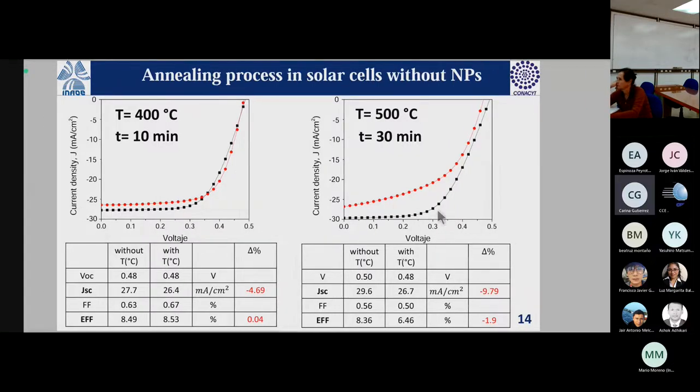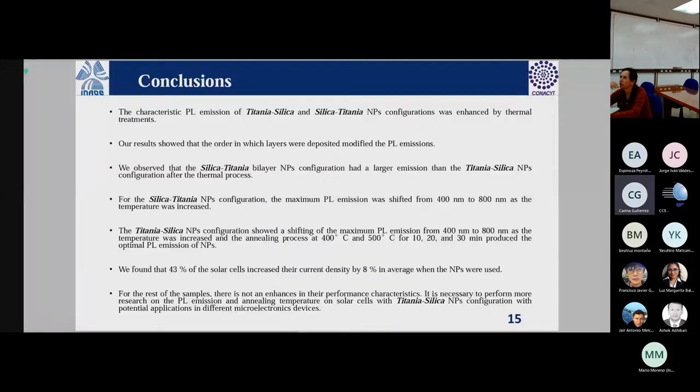Yes, I will finish. With this, we can conclude the following ideas. The characteristic photoluminescence emissions of the titania silica and silica titania nanoparticle configurations were enhanced by thermal treatment, and our results show that the order in which the layers were deposited modified the photoluminescence emissions. We observed that the silica titania bilayer nanoparticle configuration had a lower emission than the titania silica nanoparticle configuration after the thermal process.